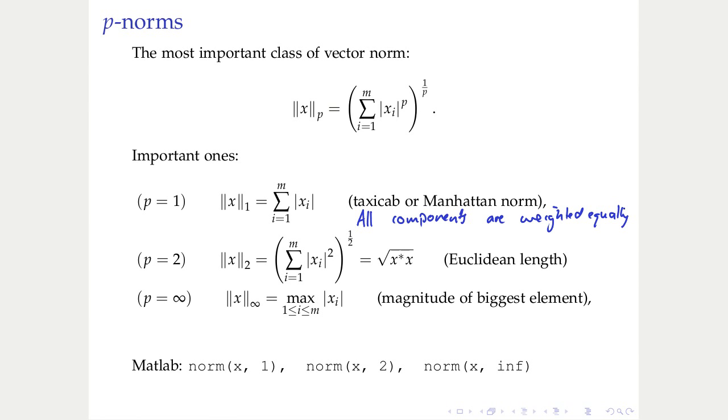Now notice with the 2 norm that the bigger elements get squared, and so do the smaller ones, but the effect of squaring a larger element is much greater than the effect of squaring a smaller element. So larger elements have more weighting. Okay, so depending on what you're using your norm for, that can be undesirable.